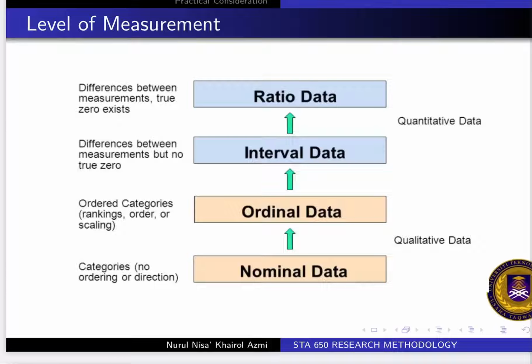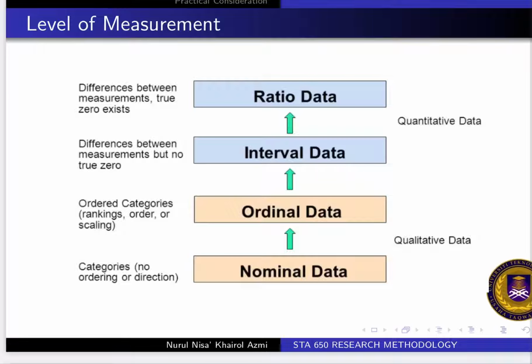While for ratio, if we mention 0, for example, number of children equal to 0, meaning that the children do not exist. Distance equal to 0, what does it mean? There is no distance at all. Height equal to 0, so the object that we want to measure does not exist. So that is the difference between interval and ratio.